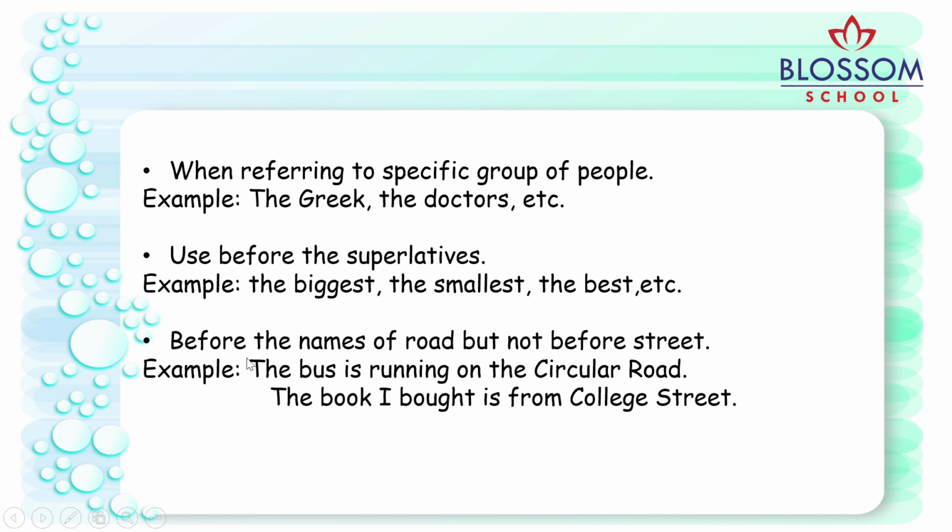Lastly, we use the article the before the names of roads, but we do not use it before the names of streets. For example, the bus is running on the circular road. The book I bought is from College Street. Here we have used the article the before the name of a road, but not before the name of a street. I hope you have understood when to use the articles.